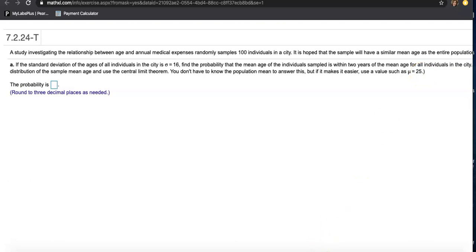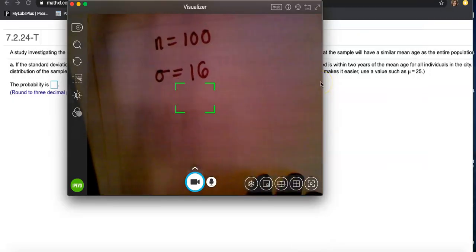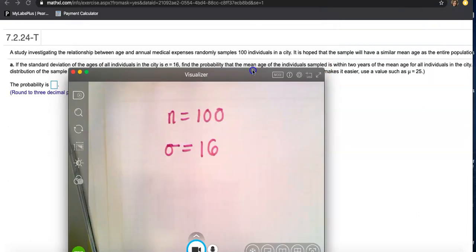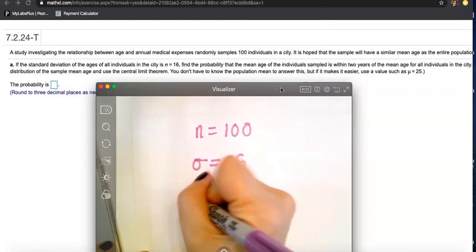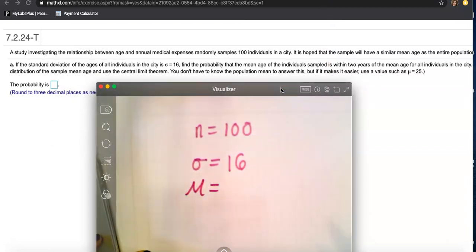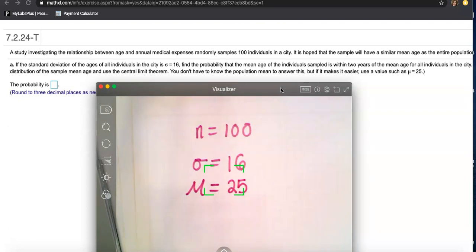Let me show you what I'm writing down so far. I didn't really write down much. I just wrote down n is 100 and that the standard deviation is 16. They said we don't really need the mean, but I'm going to use it because they gave it to me. They said you can use the mean age as 25 for the population. Okay, so I've got these three numbers, and what they want you to find is the probability that our x comes out to be, hold on a second.